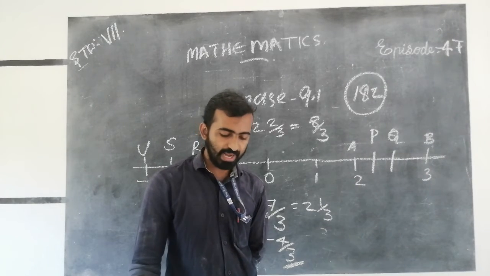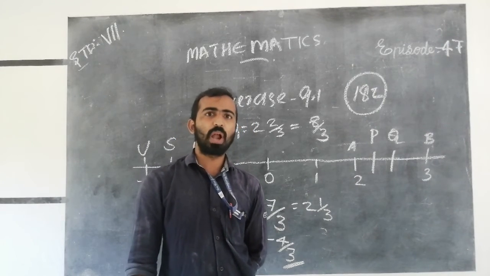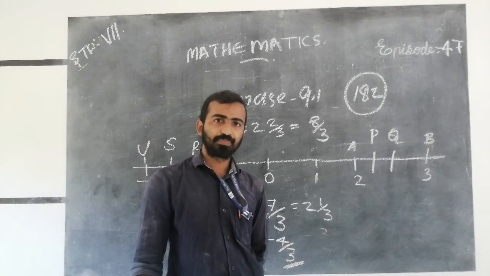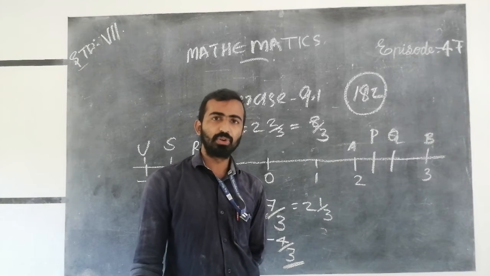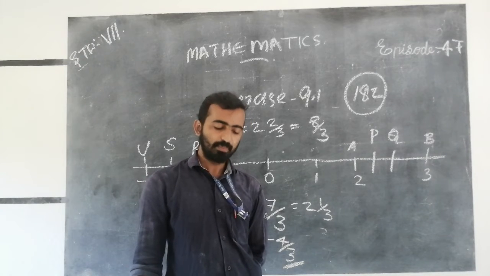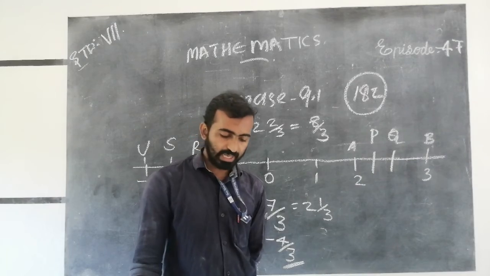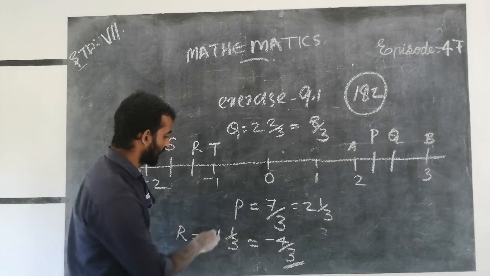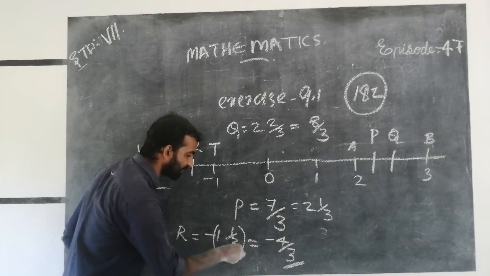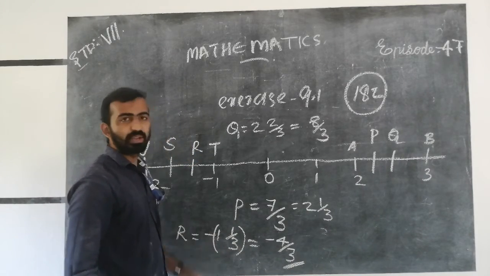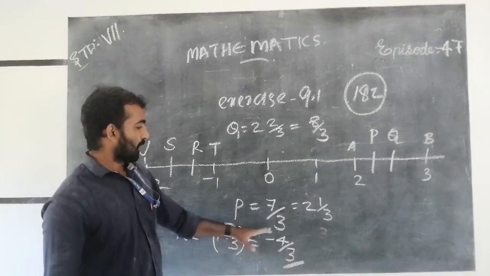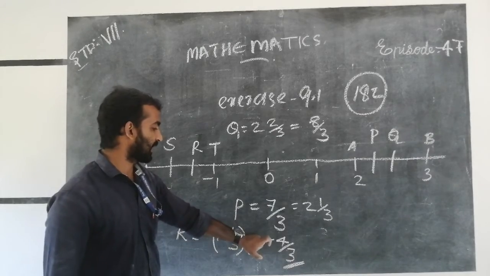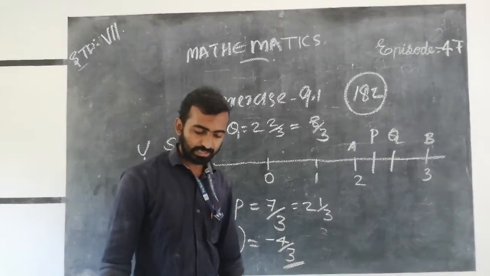The rational number represented by R is negative 1 and 1 by 3. What do we get? That is negative, 1 into 3 plus 1 whole, divided by 3. The negative is the sign. So we represent it like this. That is 1 into 3 we get 3, plus 1, 4 by 3. So the number line representation is negative 4 by 3.